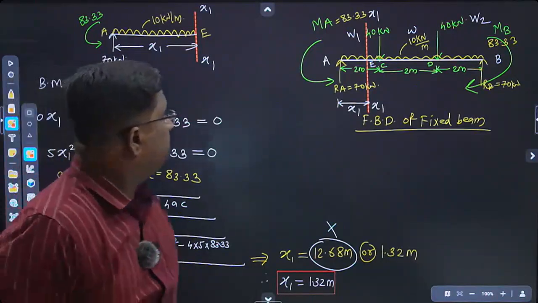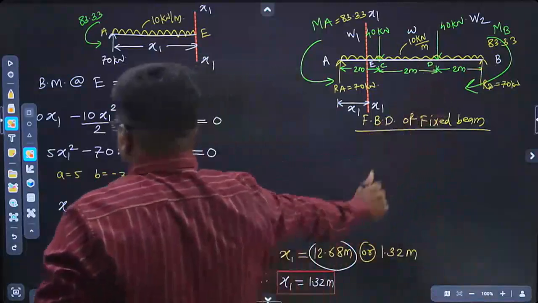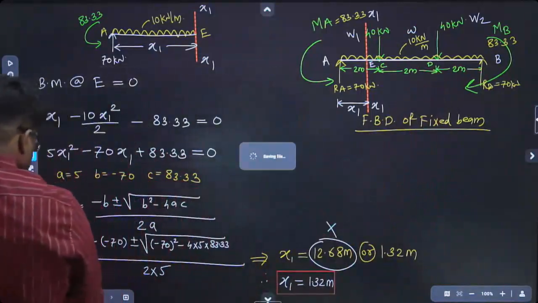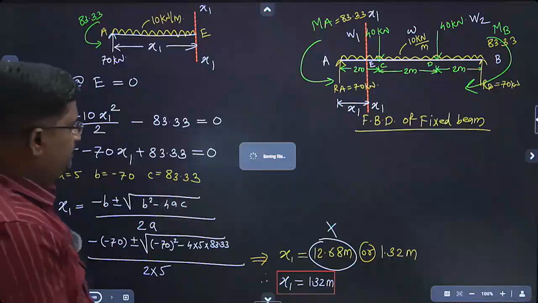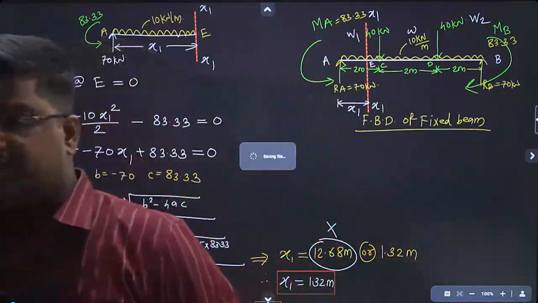Clear? Similarly, you can calculate x2 also. Same equation you will get, same answer you will get, because it is symmetrically loaded.